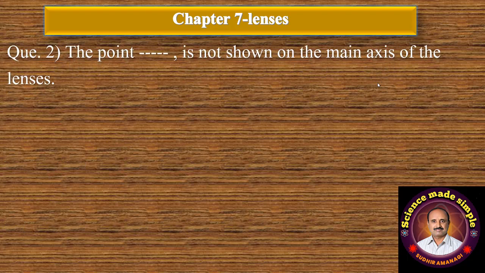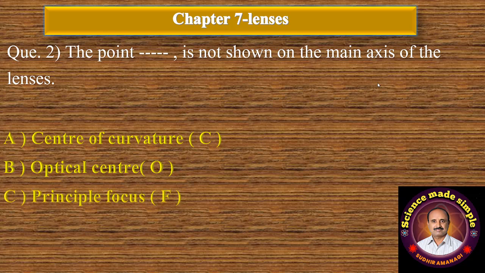Question number 2. The point dash dash is not shown on the main axis of the lenses. Option A, center of curvature. Option B, optical center. Option C, principal focus. And option D, power of lens. The correct answer is option D, power of lens.